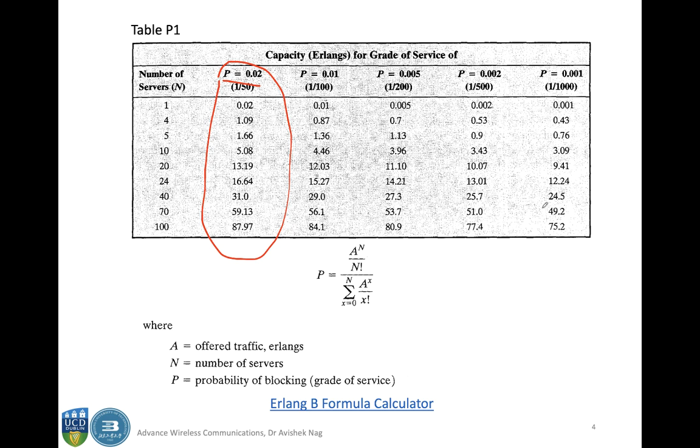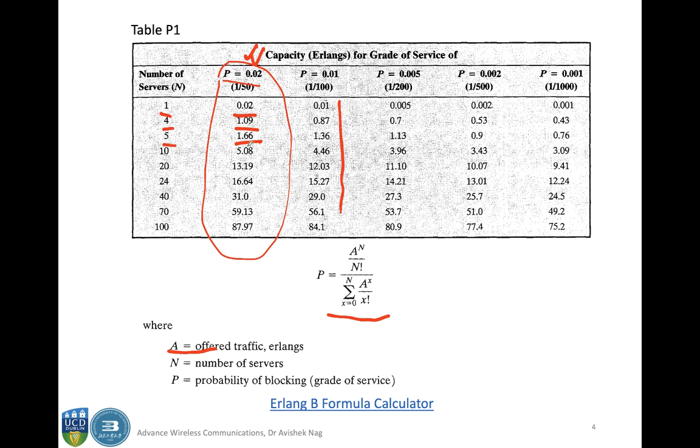So for a particular P, these are the numbers that you have for your A, the offered traffic. And these are the number of channels, or the number of servers, that you would require to generate this amount of traffic for this particular value of P. These are other values of P. For each value of P, you have all these numbers of A for a particular N according to this formula. This formula involves only three parameters, A, N and P, and all these are given in this table.